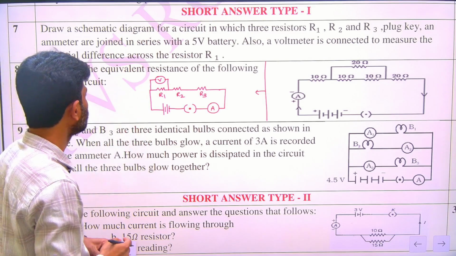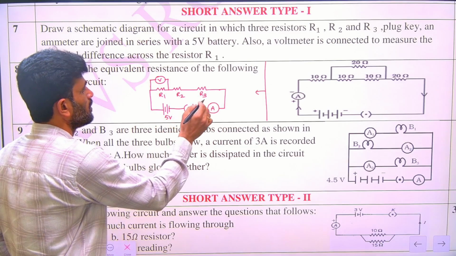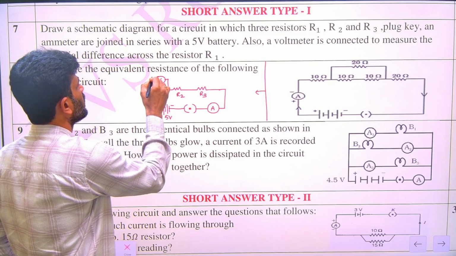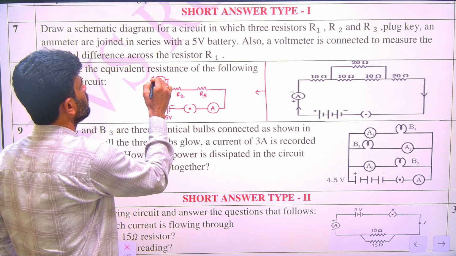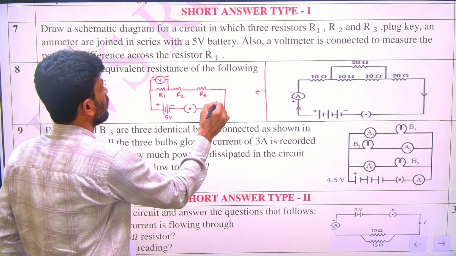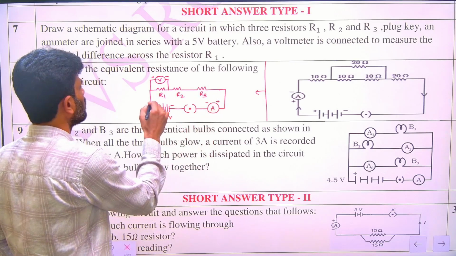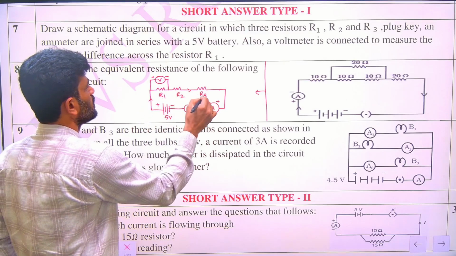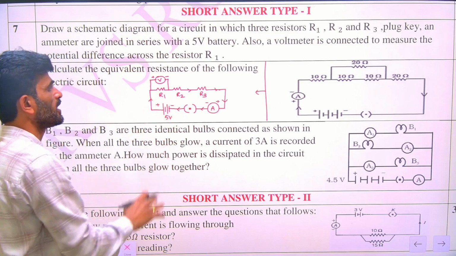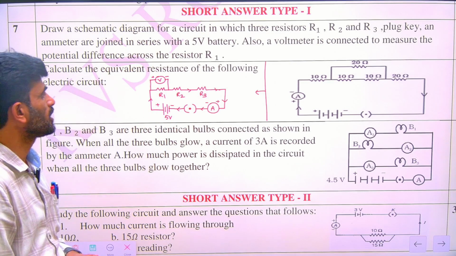Voltmeter across R1, 5-volt battery, plug key, ammeter. This is positive, this is negative. Then again positive, negative, in series. After this, the current direction is positive to negative. This is the current direction. So like this, you have to draw the schematic diagram according to the given information.